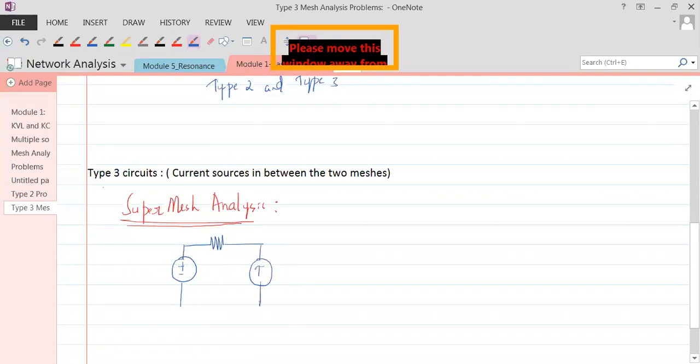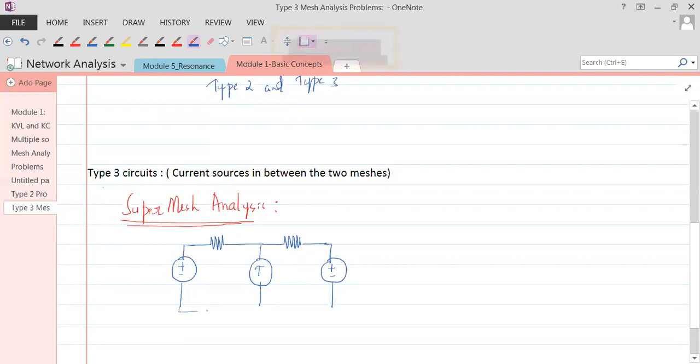See, we have a current source. Current source must be there. But where should it be? It should be in between the two meshes, like this. This is just some example I've taken.